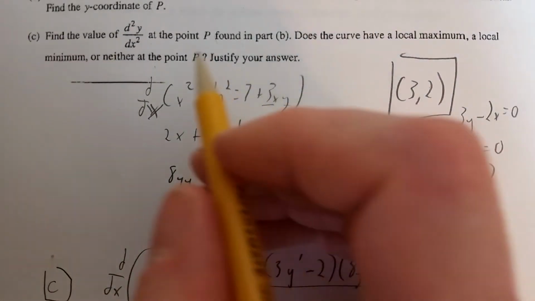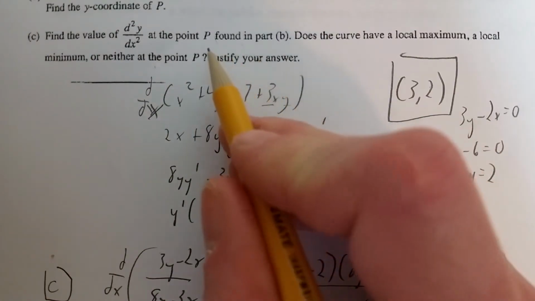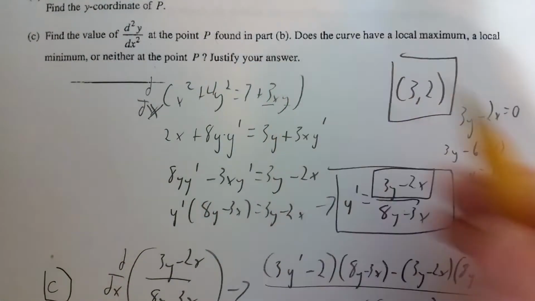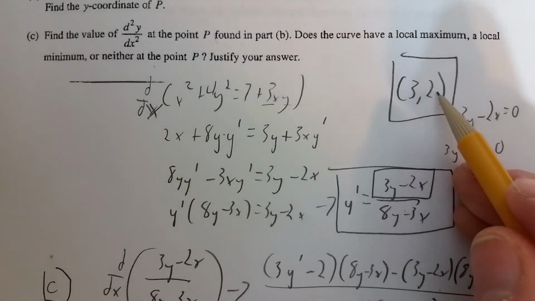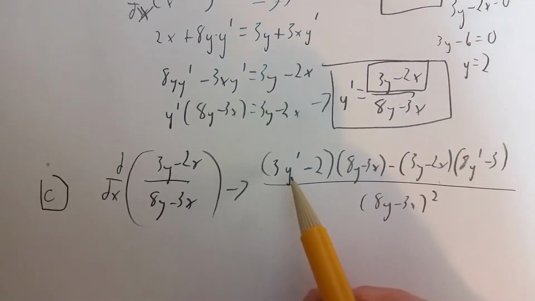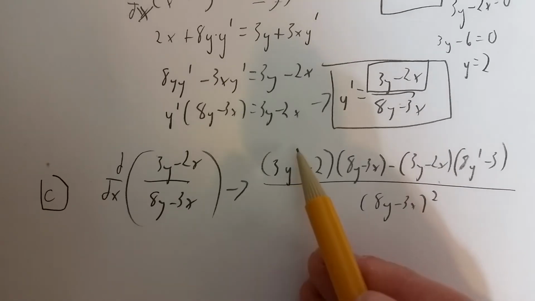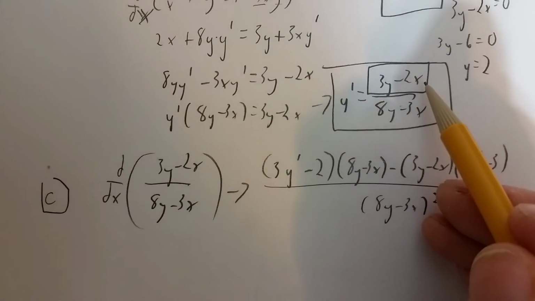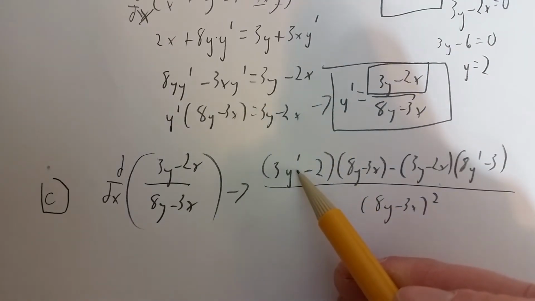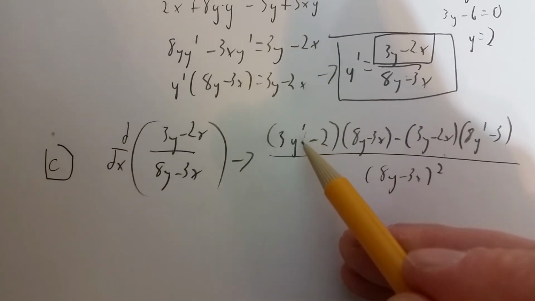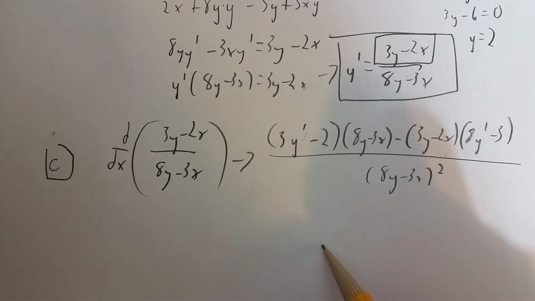Now the question was, we have to find the exact value of it at the point found in part B, which is at (3, 2). So we're going to plug in 3 for x, we're going to plug in 2 for y. But wait a second, we have these y primes in the second derivative. Well, at the point (3, 2), what is y prime worth? Oh, it's worth 0. So anytime I see a y prime, I'm going to plug in 0. So I'm plugging in 3 for x, 2 for y, and 0 for y prime.